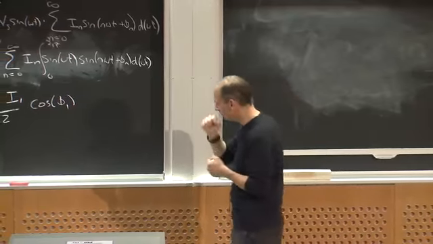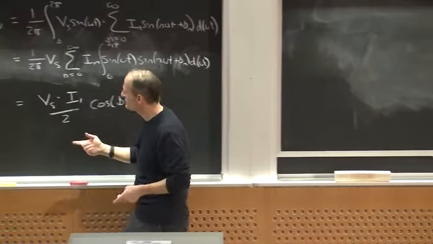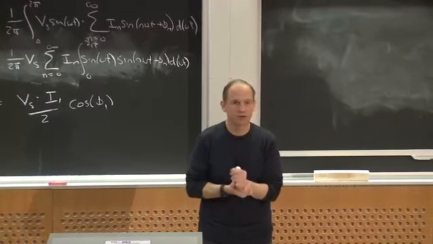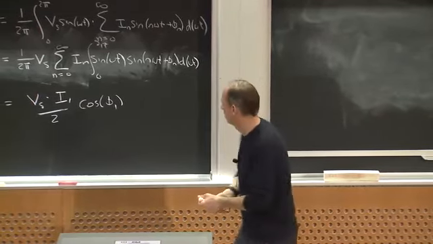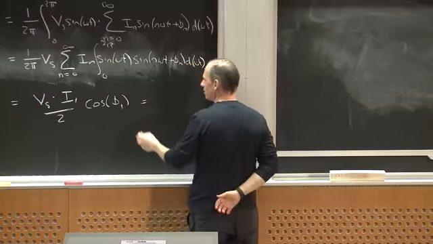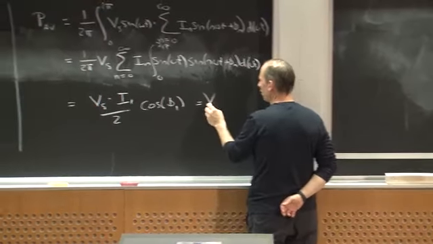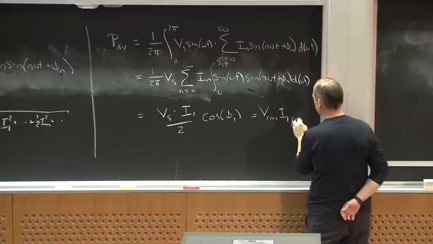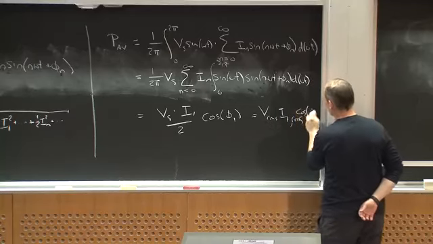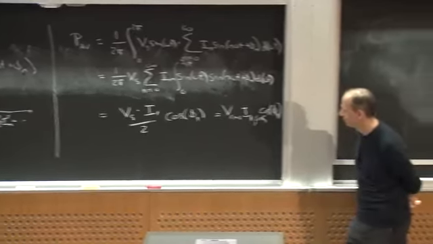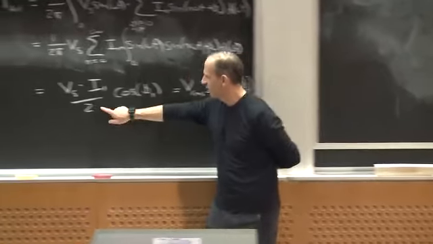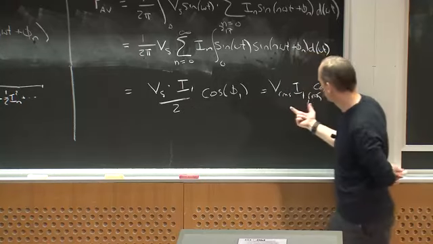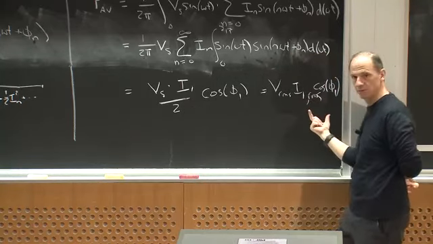Okay? I could rewrite this. Remember that for a sinusoid, the RMS is 1 over the square root of 2 times the peak value, right? So I could have rewritten this as V RMS times I1 RMS cosine of phi 1. All right? That's just to say that this half comes from the RMS component. So I could write it this way too.